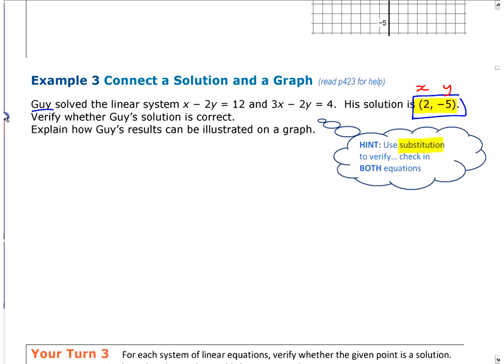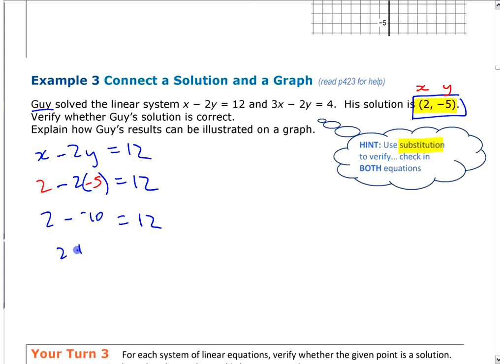So just do the same thing here, right? If you take this and you put the numbers in, so if you think that this is 2 and this is negative 5, just do the rest of it here and see if it works. Just follow it down and see if it equals 12. 2 minus negative 10, 2 plus 10 is 12, right? It works in that one. Try the other one here.